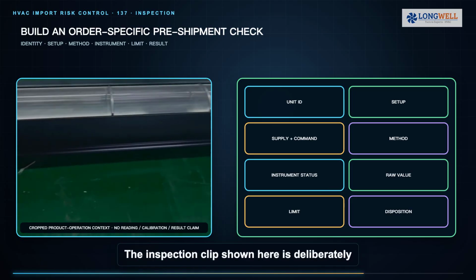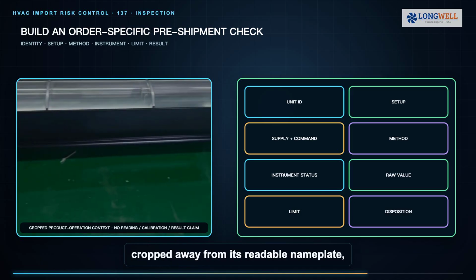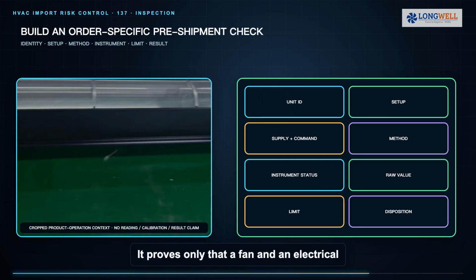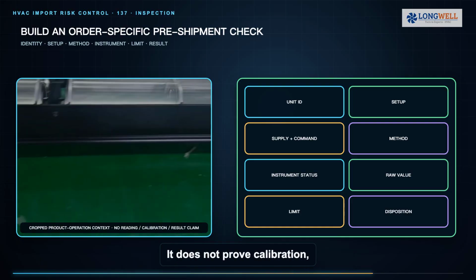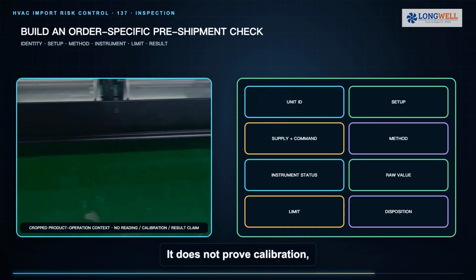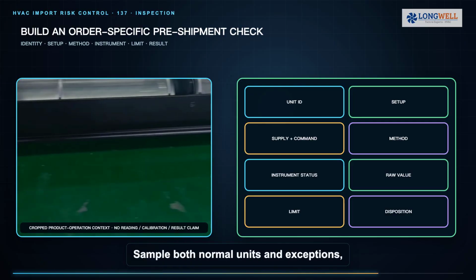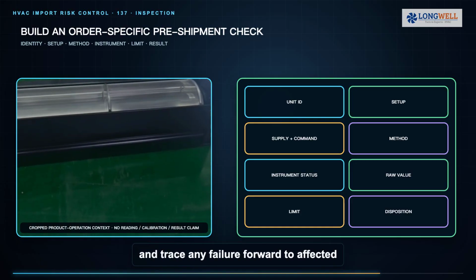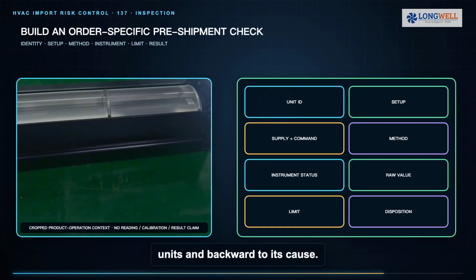The inspection clip shown here is deliberately cropped away from its readable nameplate, instrument readings, and people. It proves only that a fan and an electrical setup were visible. It does not prove calibration, certification, conformity, or production performance. Sample both normal units and exceptions, and trace any failure forward to affected units and backward to its cause.